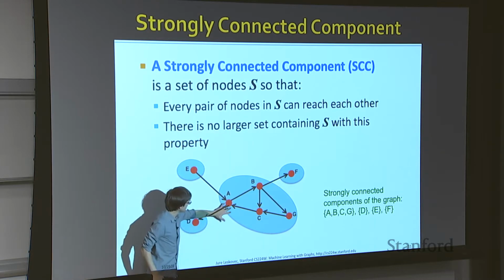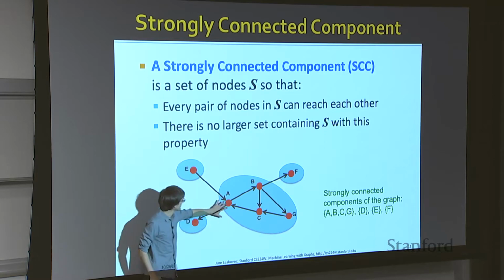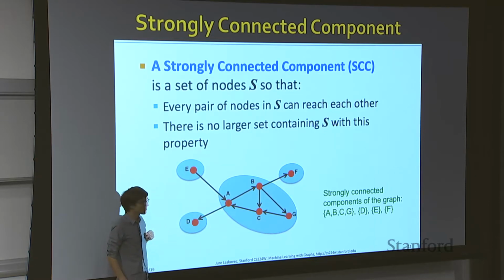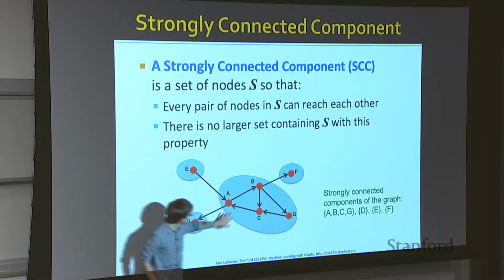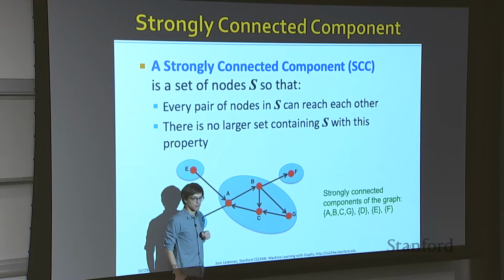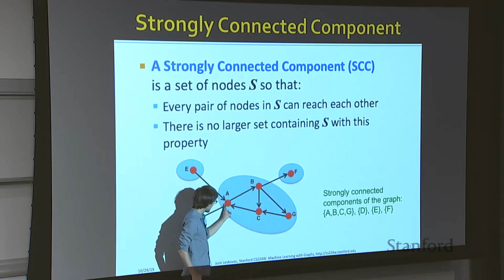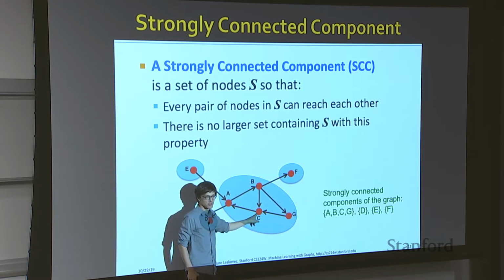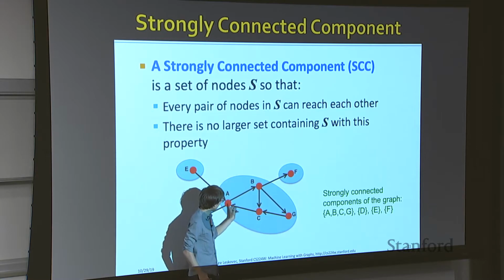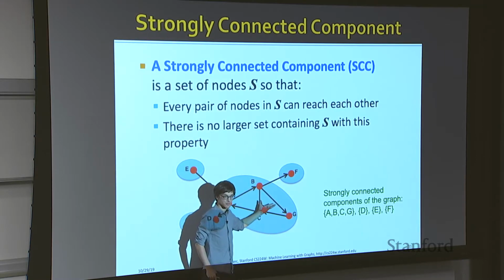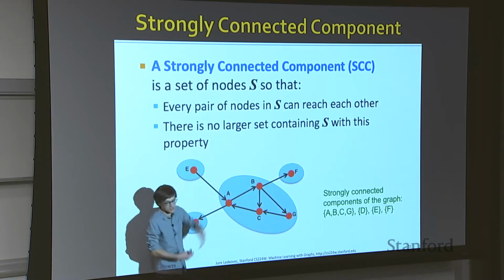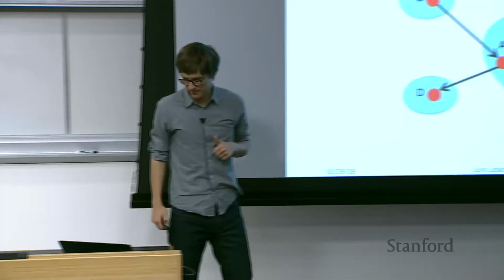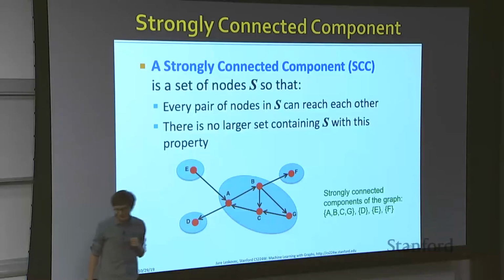For example, this is the graph I had before, and this is the decomposition of the graph into strongly connected components, right? And notice that this thing here contains 4 nodes, even though this by itself is already strongly connected, right? Anyone on this cycle can reach each other. But there exists a superset that is still strongly connected, and that's this entire thing, right? So the point is, S is as big as it can be. So these are now strongly connected components.